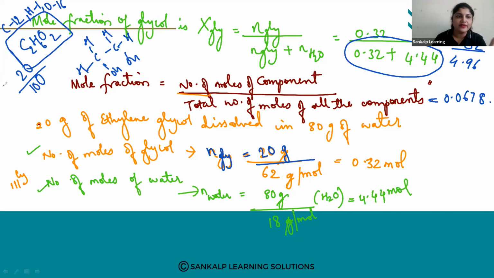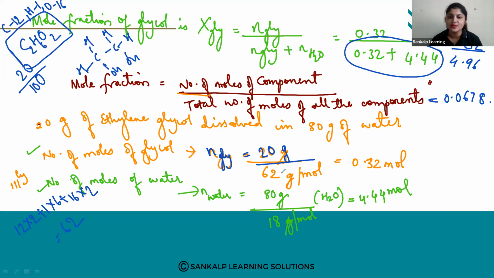See, carbon is 12. 12 into 2 carbons plus 6 into 1. Each hydrogen is 1, right? Plus 16 into 2. Each oxygen is 16. Did you get it? Yes, ma'am. Understood? If you still did not understand, see here: 12 into 2 plus 1 into 6 plus 16 into 2. Okay, it comes to 62.